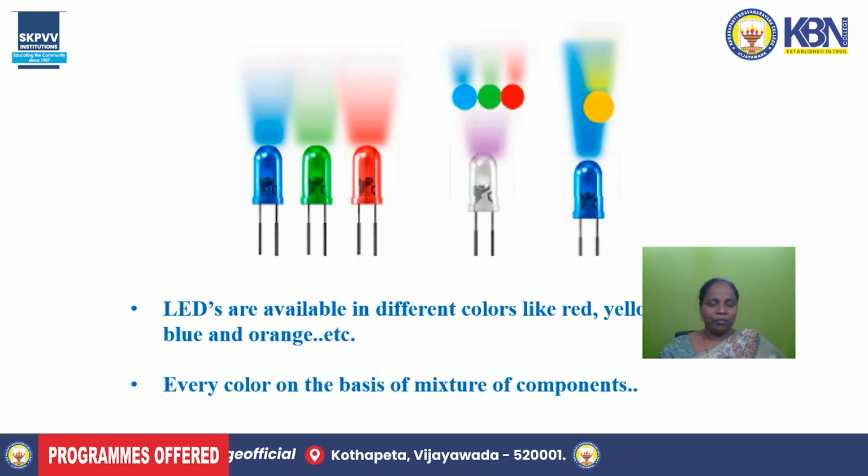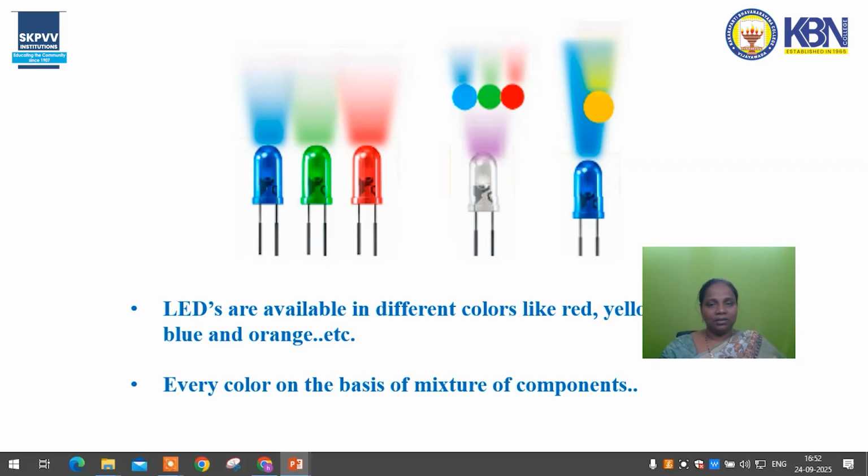By mixing the components gallium and arsenide, we get the light of LED, but it emits infrared radiations. They are invisible, so we can't observe the light. By mixing gallium with arsenide and phosphide, we can get light with red and yellow color. Also, we can get LED light with red and green color, and they are also available in blue and orange color.